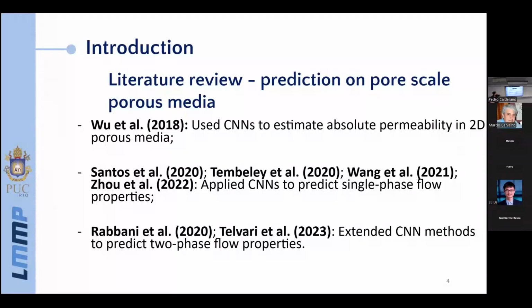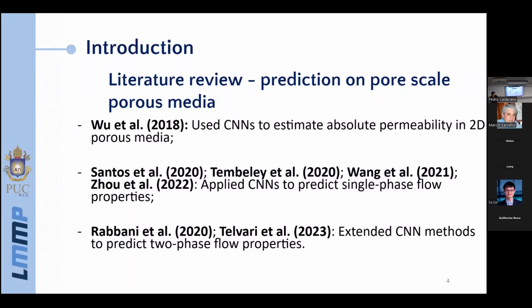Getting to a literature review, this is about prediction on pore-scale porous media, and the first work that I'm showing here is the work of Vo and colleagues. It was published in 2018, and they used CNNs to estimate absolute permeability in 2D porous media. This work is important because it was the first that introduced the use of CNNs having as input porous media in pore scale to predict a property of the porous media.